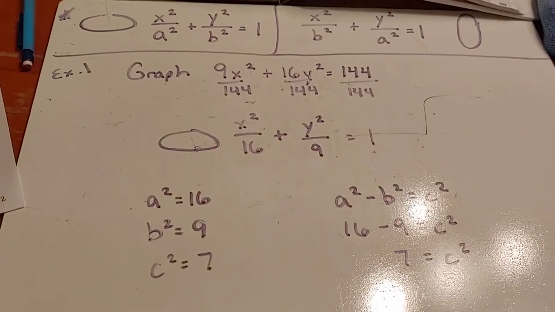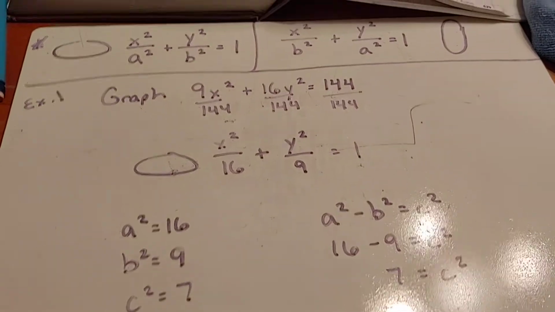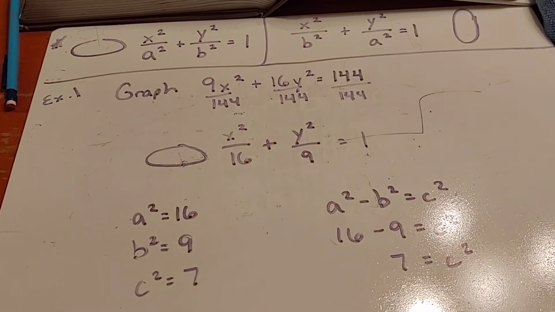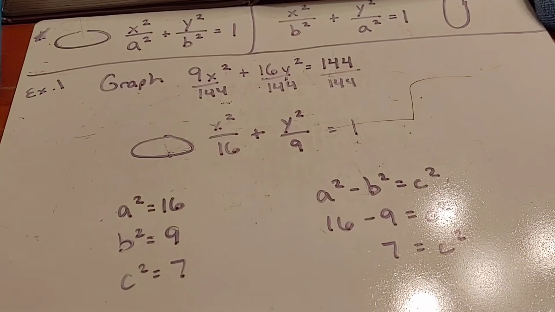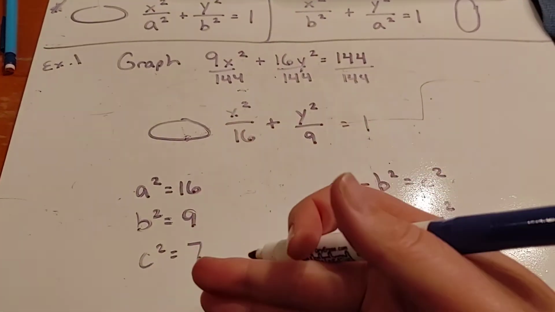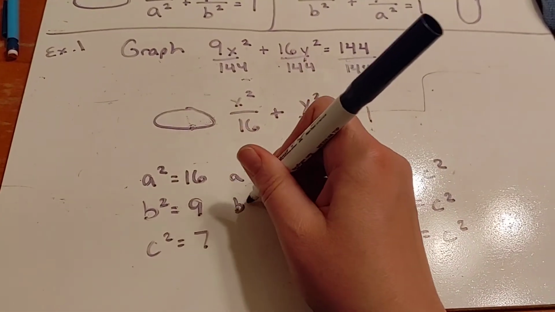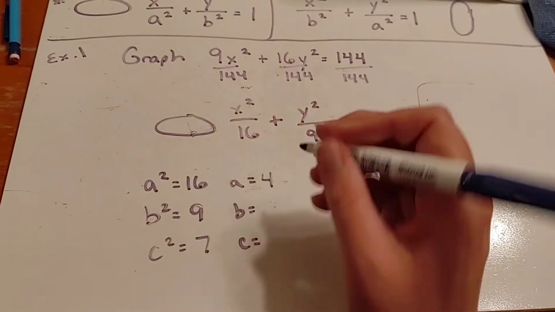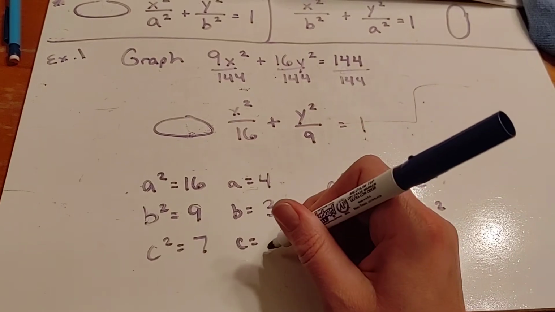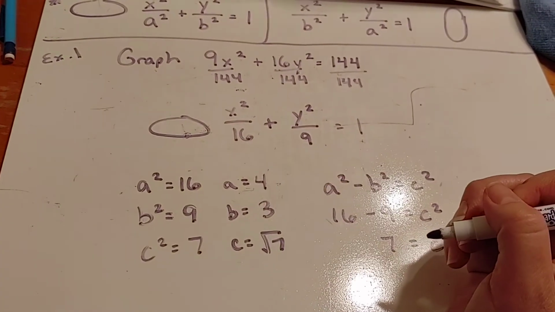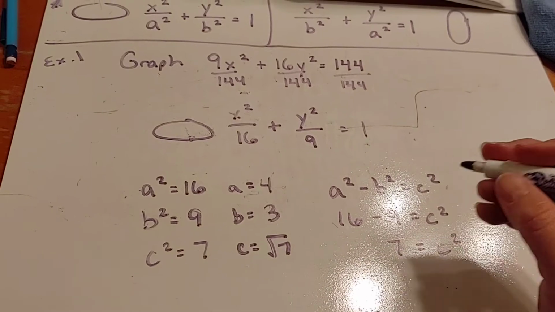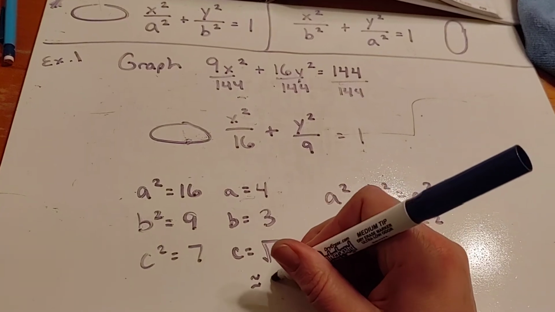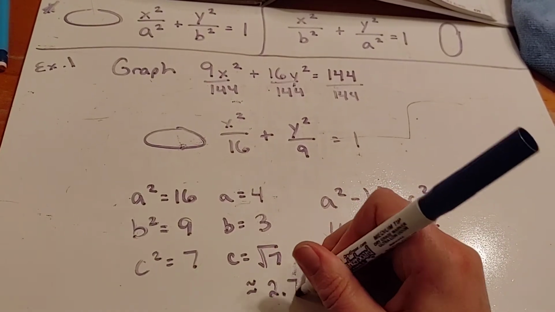Okay, now when I was going over the picture before, I was saying the distance from the center to a vertex, A. Distance from the center to a co-vertex, B. Distance from the center to a focus, C. I didn't say anything about a squared, b squared, and c squared. So let's go ahead and take the square root of all of these so we can actually use these for a graph. All right, so square root of 16 is 4. Square root of 9 is 3. Square root of 7, and that's going to be approximately 2 point something. If you type that in your calculator, you don't put it underneath. Type it in your calculator. It's approximately 2.65. I'm going to go with 2.7.